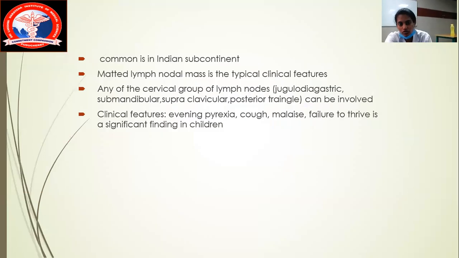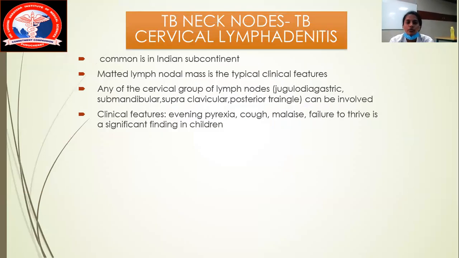Apart from pulmonary tuberculosis, the first is TB cervical lymphadenitis. I forgot to tell one important exam question: it is also called scrofula. Define scrofula as nothing but TB cervical lymphadenitis. The neck nodes are most importantly involved, which can be jugulodigastric, submandibular, supraclavicular and posterior triangle nodes.